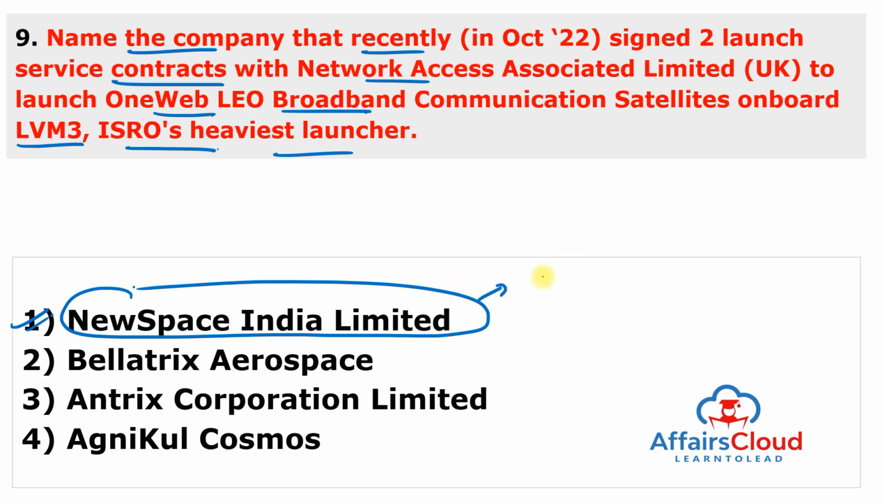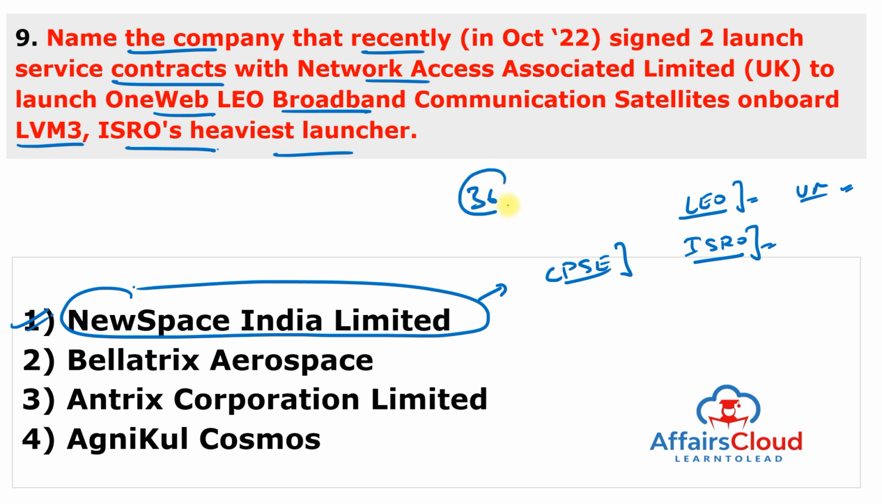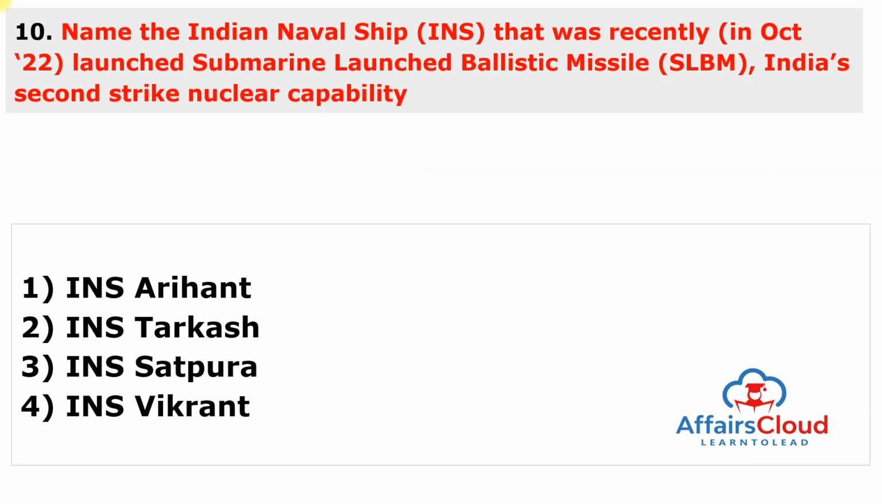And this New Space India Limited, which is a central public sector enterprise under the Department of Space and the commercial arm of ISRO, signed 2 launch service contracts with the Network Access Associated Limited of OneWeb, United Kingdom, for launching OneWeb low Earth orbit broadband communication satellites on board LVM-3, which is ISRO's heaviest launcher. And under the contract, ISRO will launch 36 satellites on board the GSLV MK III, or Geo Satellite Launch Vehicle MK3. Moving to the next question.